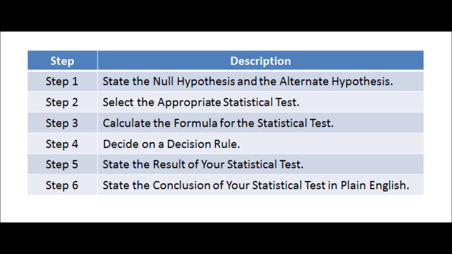Step 2, select the appropriate statistical test. Step 3, calculate the formula for the statistical test. Step 4, decide on a decision rule. First, if the reference value is inside the confidence interval, accept the null hypothesis, H0. Secondly, if the reference value is outside the confidence interval, reject the null hypothesis, H0, and accept the alternate hypothesis, H1. Step 5, state the result of your statistical test. Step 6, state the conclusion of your statistical test in plain English.